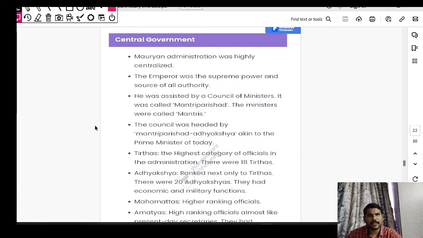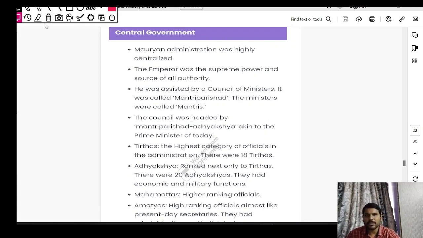So that is about art and architecture of the Mauryas. Now let us look at the administration. The Mauryan administration was highly centralized. We have already seen the king is the source of all authority. He was the supreme power. He was assisted by a council called Mantri Parishad. The ministers were called Mantris, everyone knows. It was headed by the Mantri Parishad Adhyaksha. It's common knowledge.